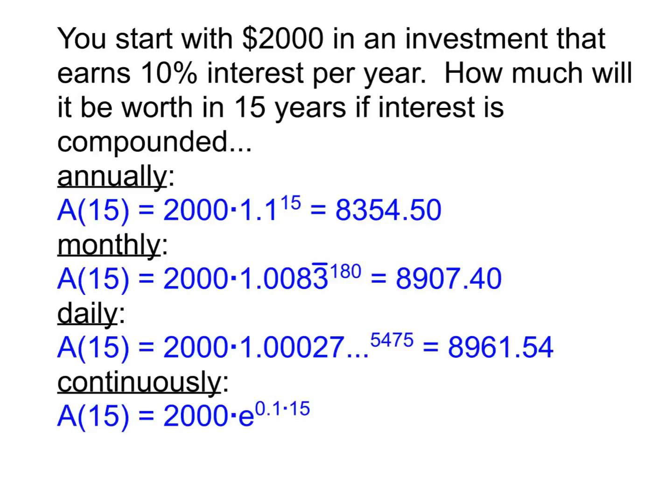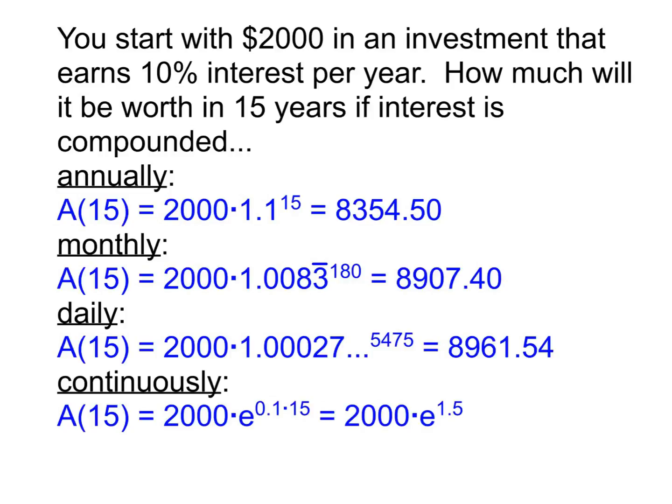R is still our percent turned into a decimal. So for my R value, I still want to do the 10 divided by 100. So that's why it's 0.1. And then it's rt, so I'm multiplying that by our t value here, which is 15 years. So it's 0.1 times 15. Now the easiest thing to do when doing that calculation is to do the 0.1 times 15 first. So that gives me the 1.5.